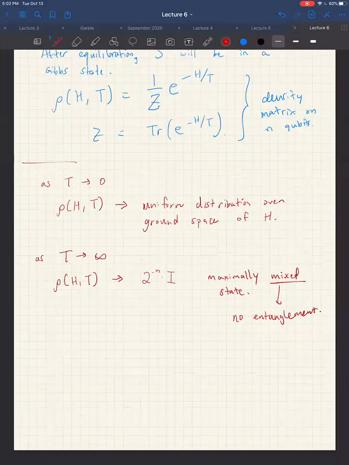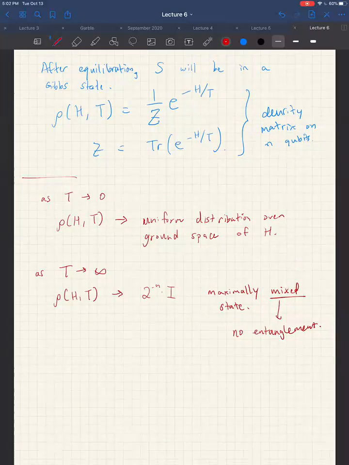So given a Hamiltonian, you can ask, what's the crossover point between when the Gibbs state has high complexity and when it has low complexity? There's a certain temperature at which there's some transition point.